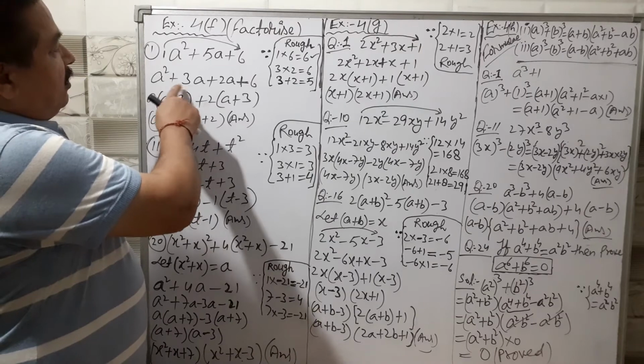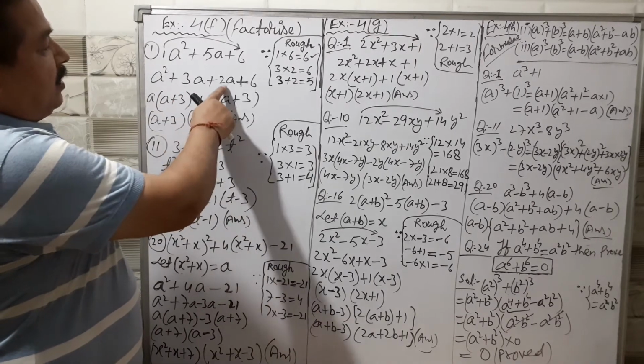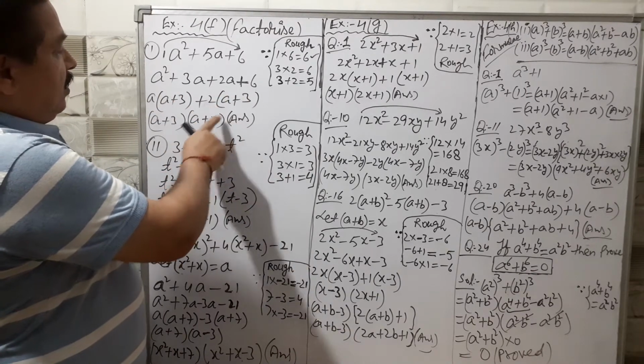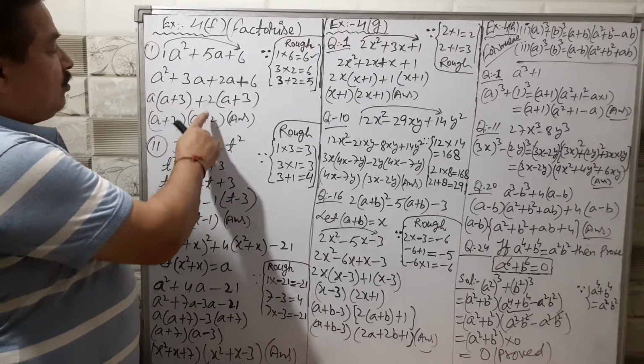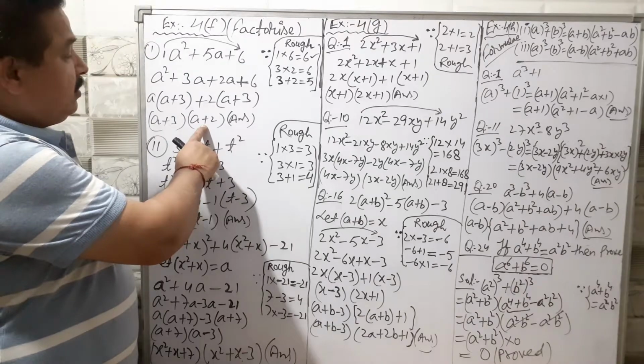Now take the common here. A is the common. Here 2 is the common. Again take common: a plus 3, and a plus 2 will be left over here.